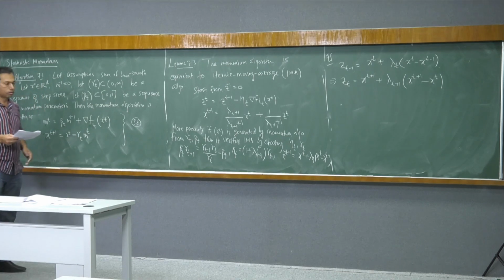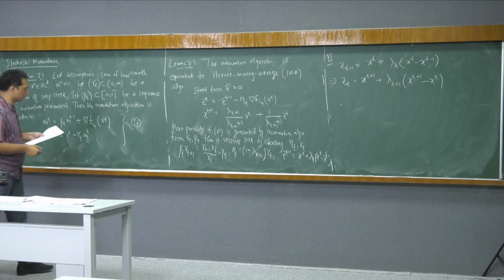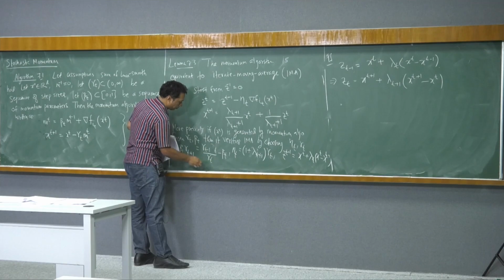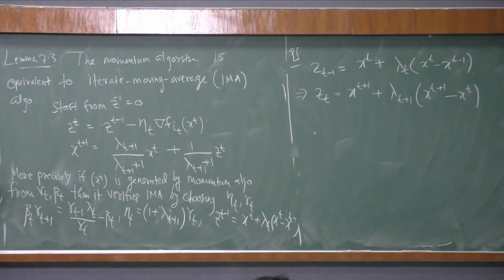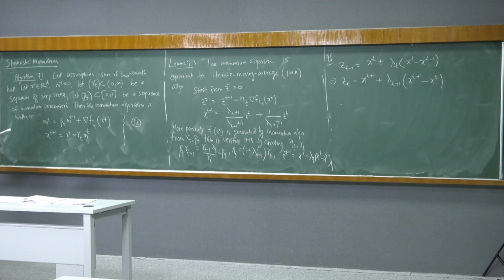So what is? The numerator and denominator both have gamma. Yes, I see. So first one is lambda t, right? This is lambda t. Thanks. So 1 plus lambda t plus 1 gamma t and xt plus lambda. Okay, everything is fine. Okay, and if we divide by 1 plus lambda t plus 1, we get actually the second equation of this IMA.